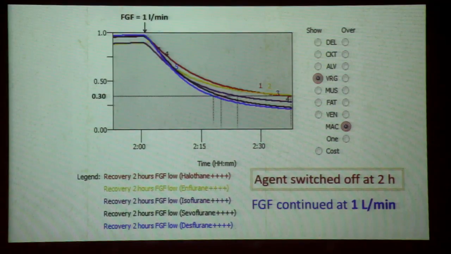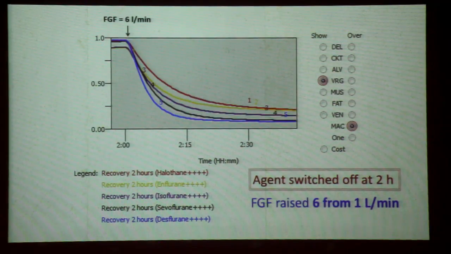If you look at these things, you will find that for desflurane, it may just take about 16 minutes. For sevo, it may take about 17 minutes. For isoflurane, it may take 22 minutes. But for enflurane and halothane, it may take about 45 minutes. After you have stopped the agent and you continue to give 1 liter of fresh gas flow at the end of 2 hours. So can we hasten the recovery? Is there a possibility of hastening it?